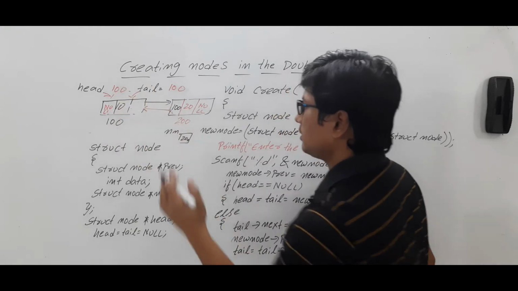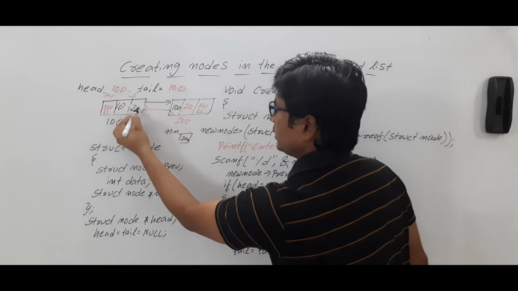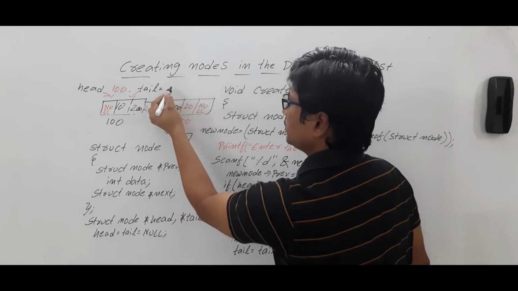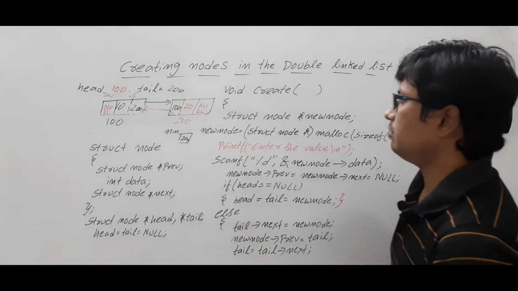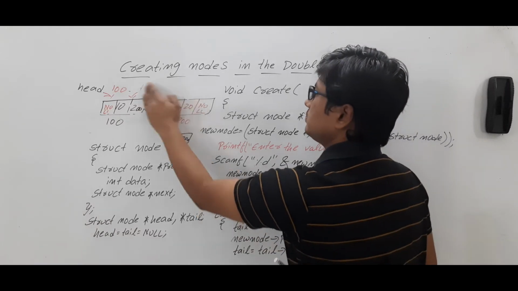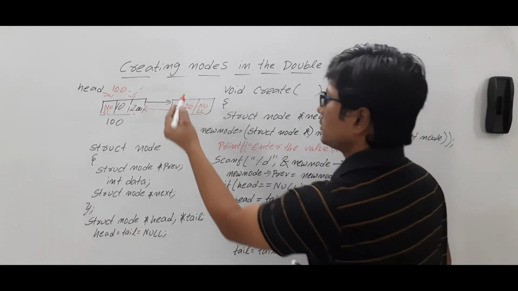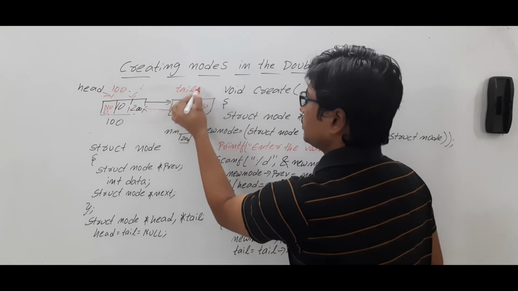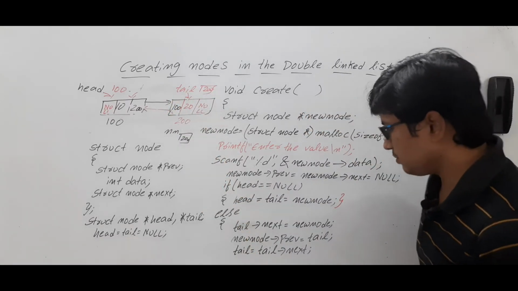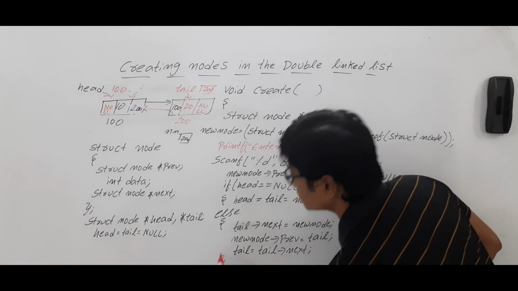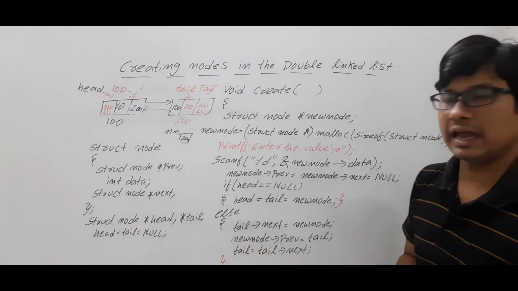So let me write this one. So 200, and this will become 200. Okay, is it clear? Tail is equal to tail of next. So this will become 200. So this node is pointing to this node. Is it clear for you? Let me close the else. Let me discuss with another example.